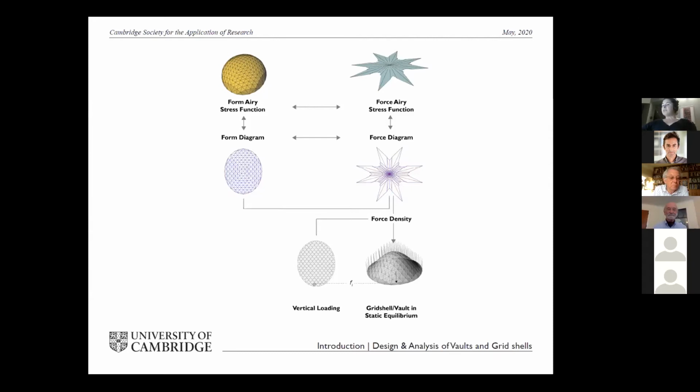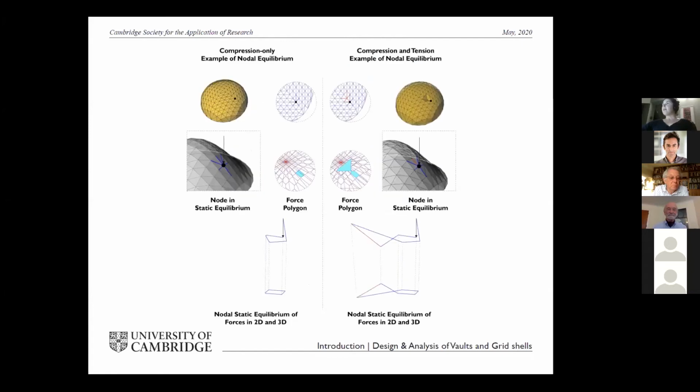However, it's not only that we can make 2D trusses in static equilibrium. Through the force density method, which was developed in Germany in the 70s, we can lift this two-dimensional truss, where now the horizontal equilibrium is guaranteed, up to a spatial grid shell or vault in static equilibrium. What is more, with the Airy stress function, we can essentially sculpt our load path. We can ourselves define explicitly our load path.